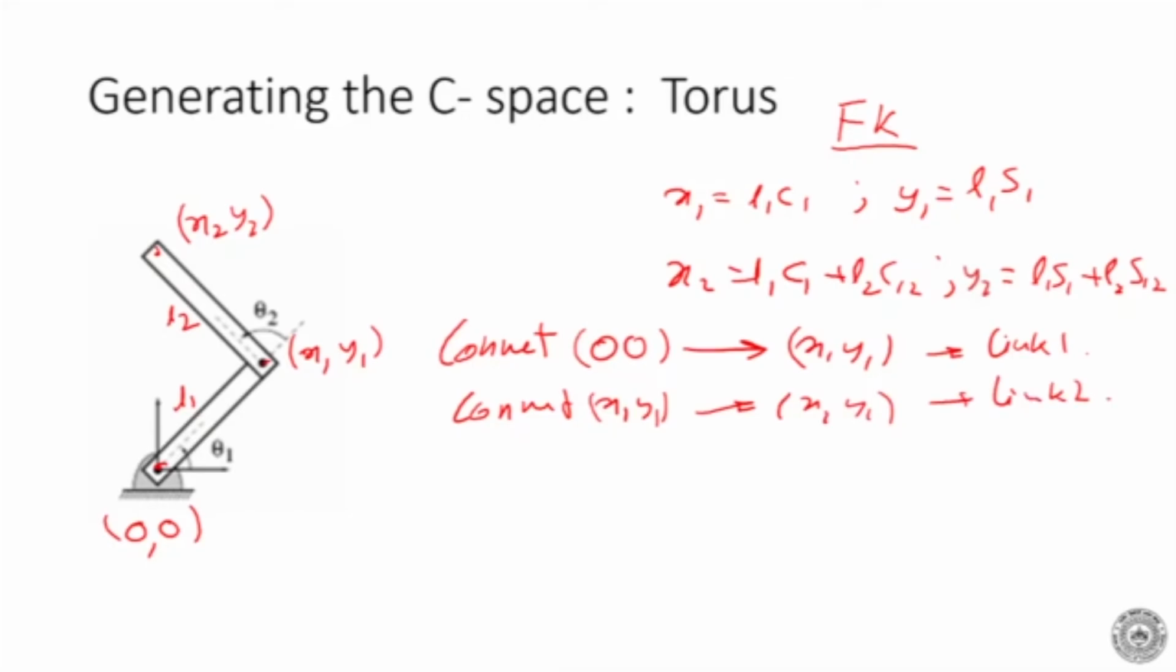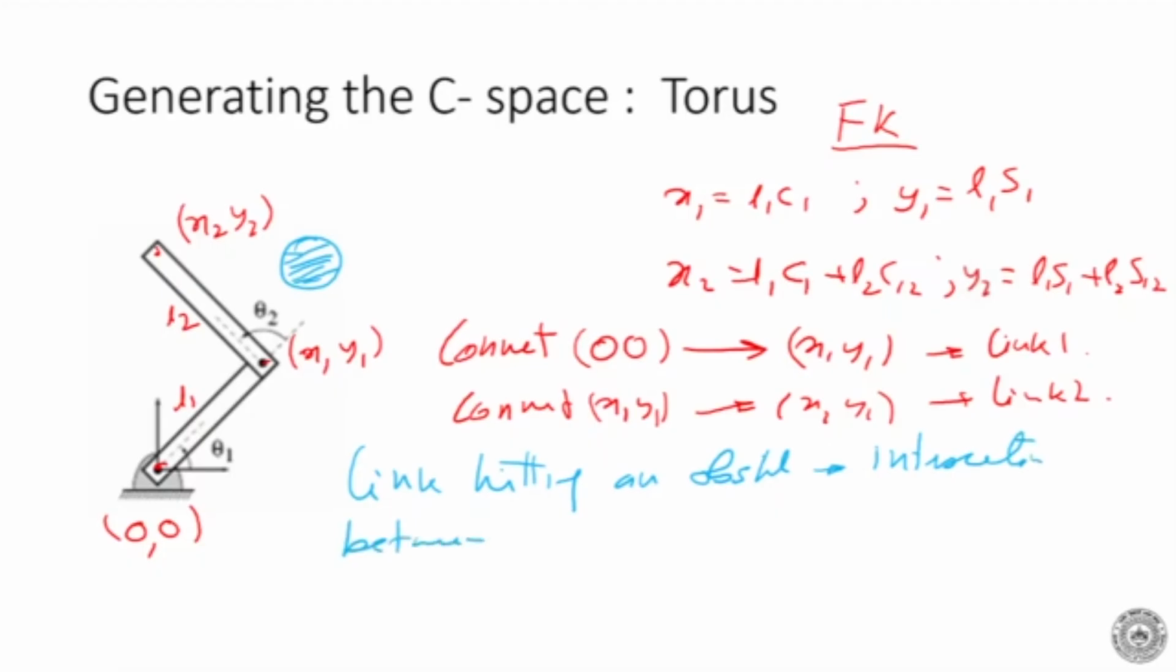Now if there is an obstacle there, let's say I have an obstacle here like this, there's an obstacle. So if I want to find intersection with an obstacle, I want to find the link hitting an obstacle. Hitting an obstacle basically means intersection between a line and a circle. All right. So this is basically an intersection between a line and a circle.